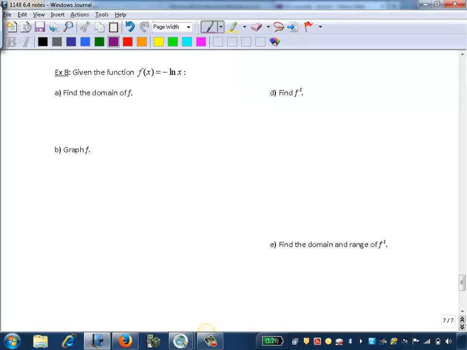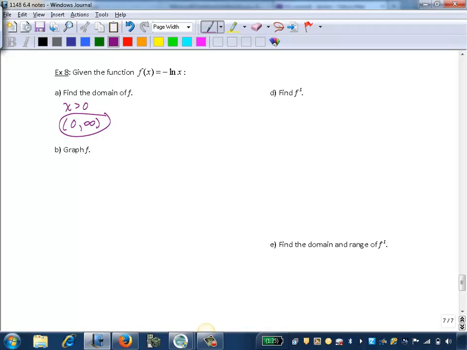We're given the function f of x equals negative natural log of x. First, we're asked to find the domain of this function. Since it's a logarithmic function, we know that the argument has to be greater than 0. So we'll just set our argument of x greater than 0. So that gives us a domain of 0 to infinity.